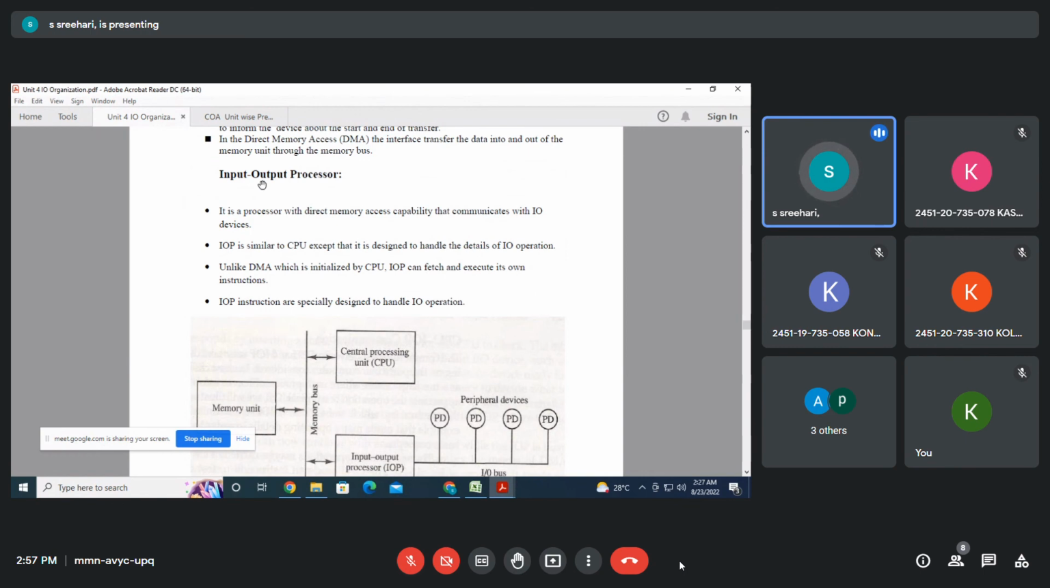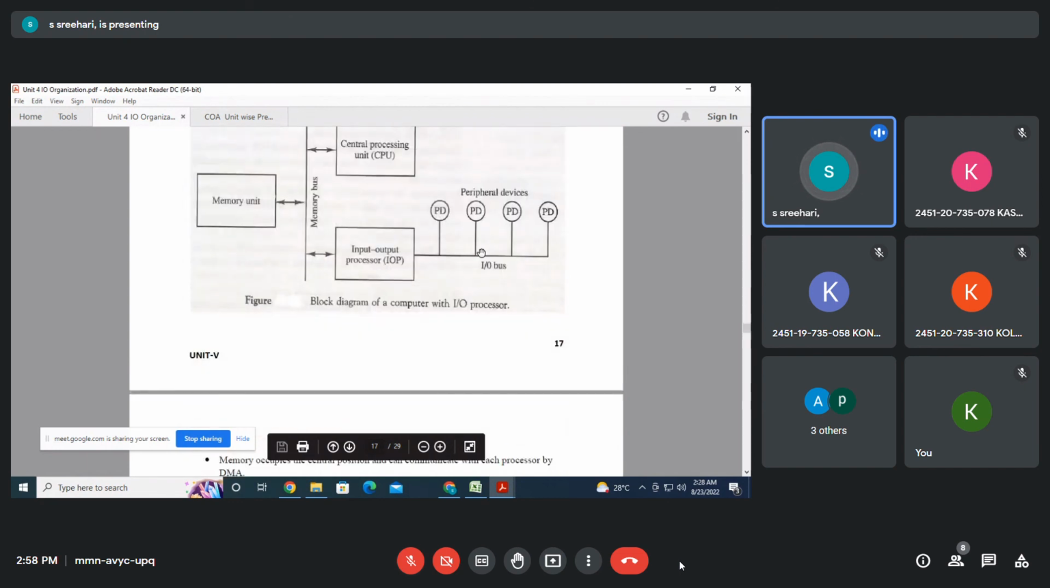So the IO processor has some instructions for handling that, and it takes care of the IO process. So it does not depend on the CPU, right? The memory unit is shared between the CPU as well as the IO processor, right?